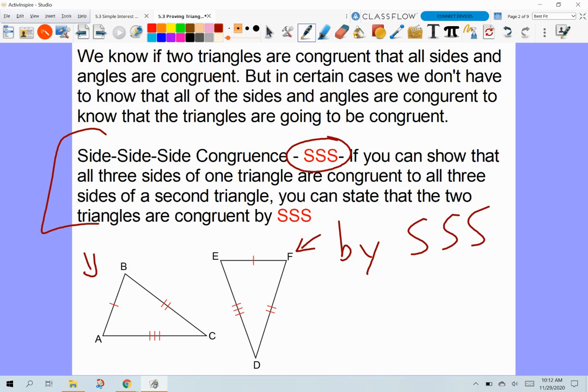Now we're going to go back tomorrow and talk about how to name these things, but for now I need you to look at this and recognize that that's congruent by side.